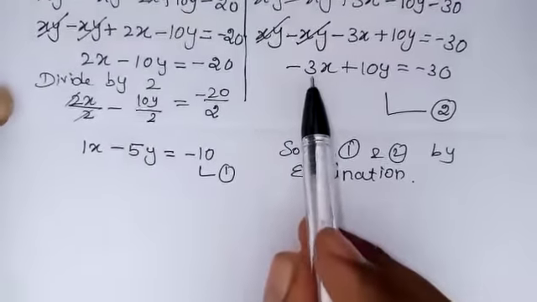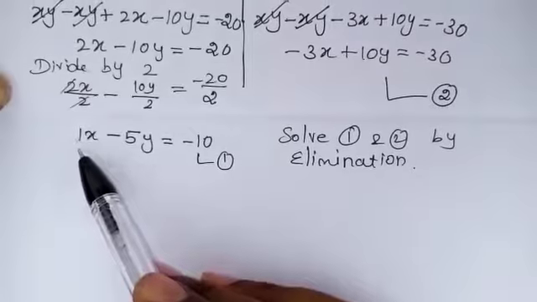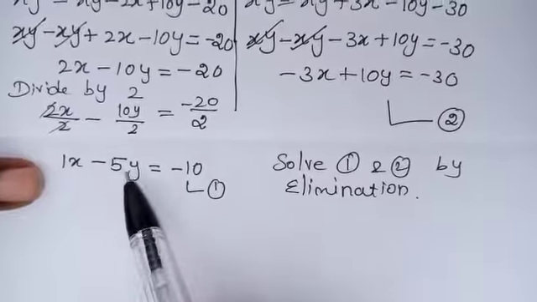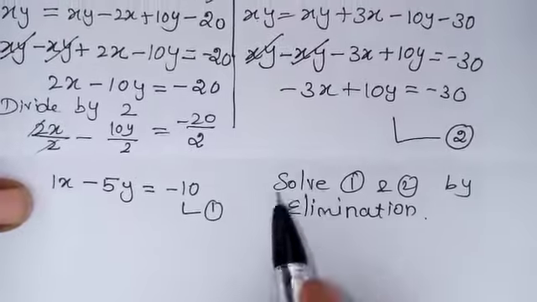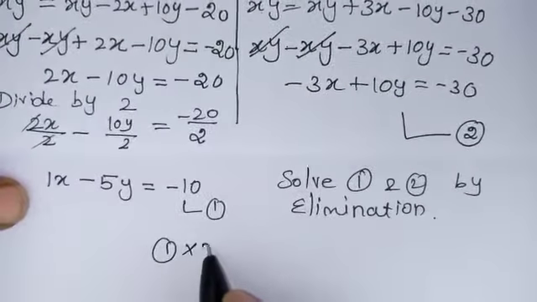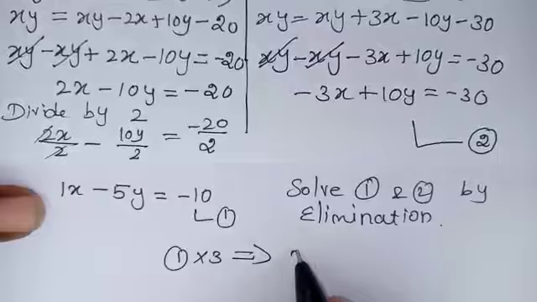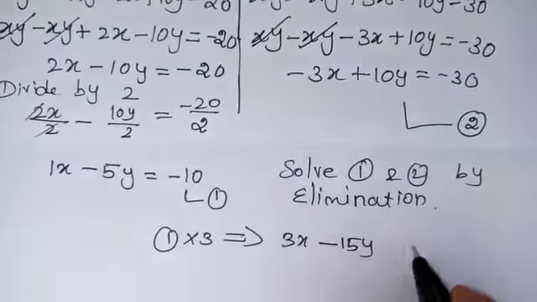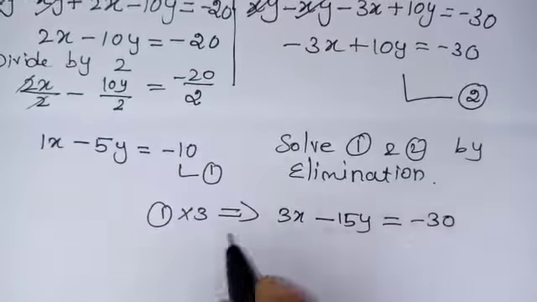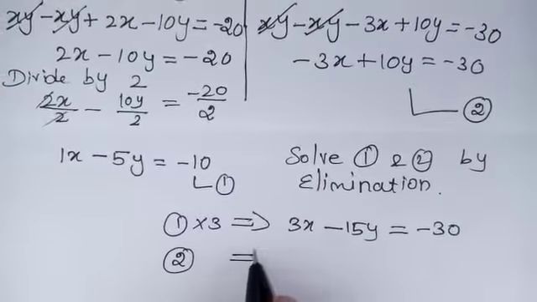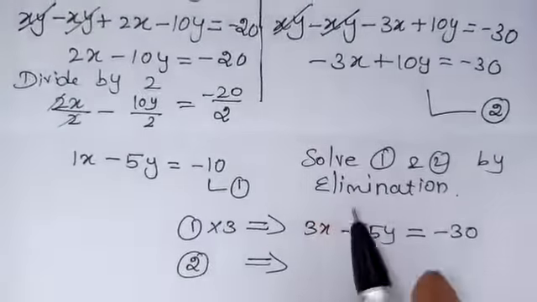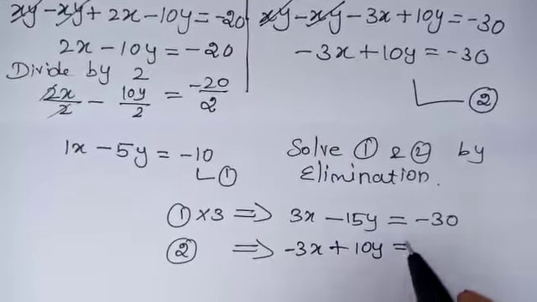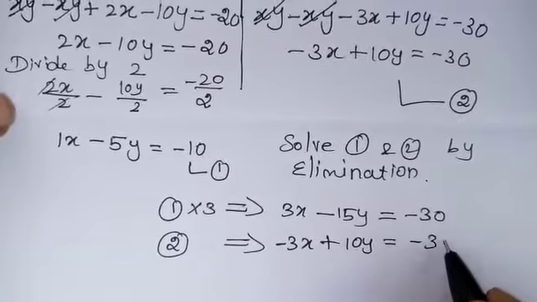So here I have minus 3x. Here I have 1x. So 1 and 3, I want to make this 1 as 3. So the first equation I have to multiply by 3 now. So this will give you 3x minus 3 5s are 15y, and 3 into 10 will give you minus 30 this side. Second equation I don't need to multiply with any number because I am already having the 3 as it is. So minus 3x plus 10y, which is equal to minus 30 we are getting.